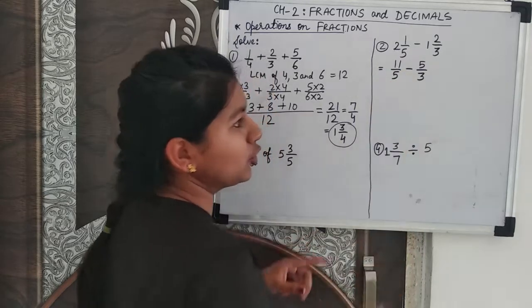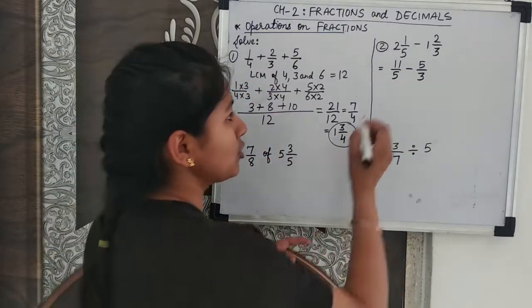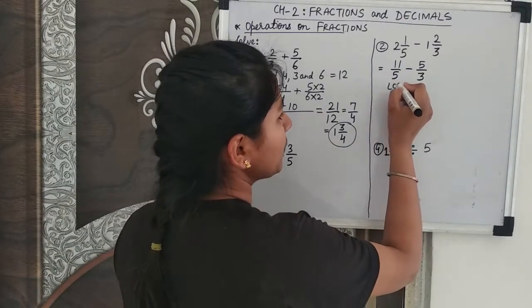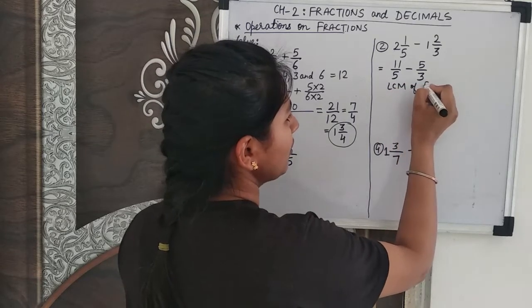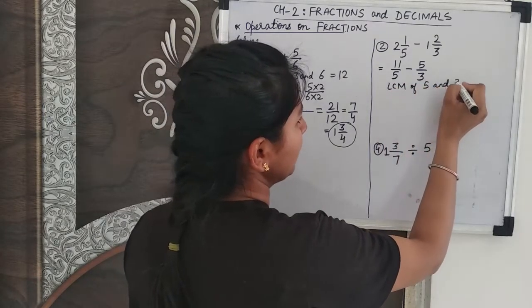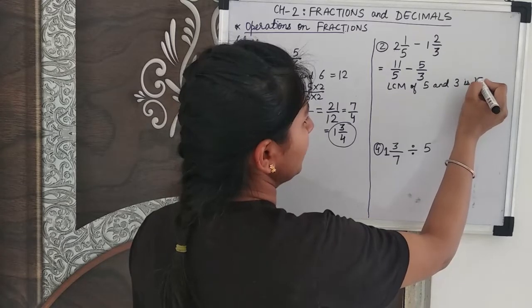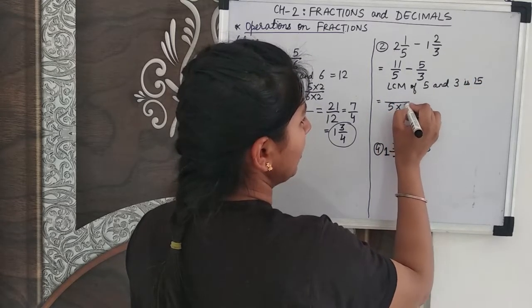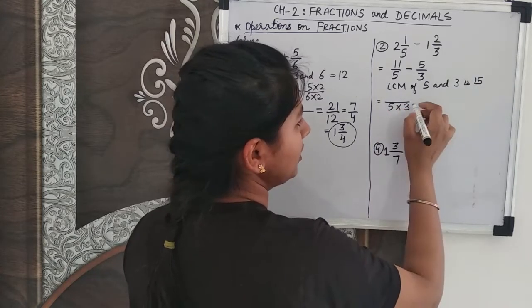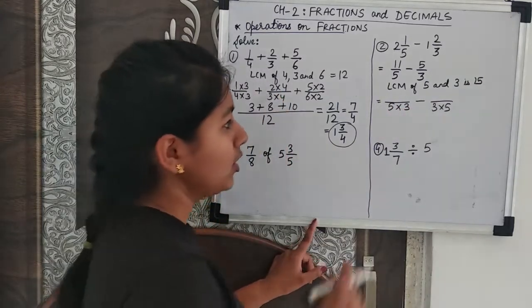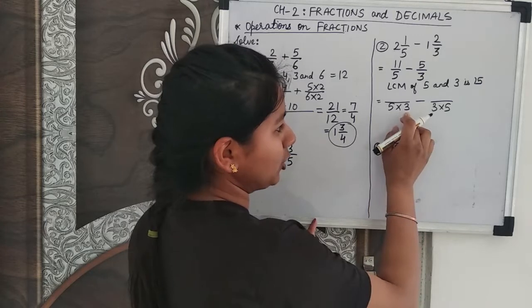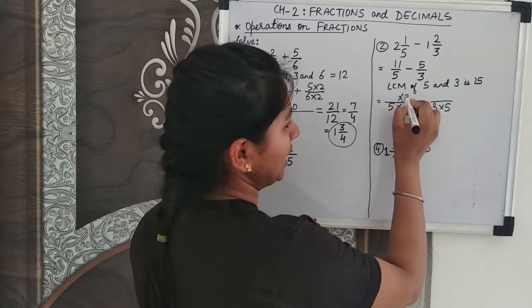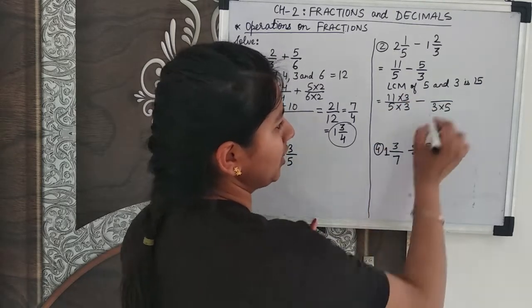Now again the denominator is not the same. So what I will do, I will take the LCM of 5 and 3, which is 15. So I will make both denominators equal to 15. 5 into 3 will be 15. So whatever we have multiplied with the denominator, the same I have to multiply with the numerator also.